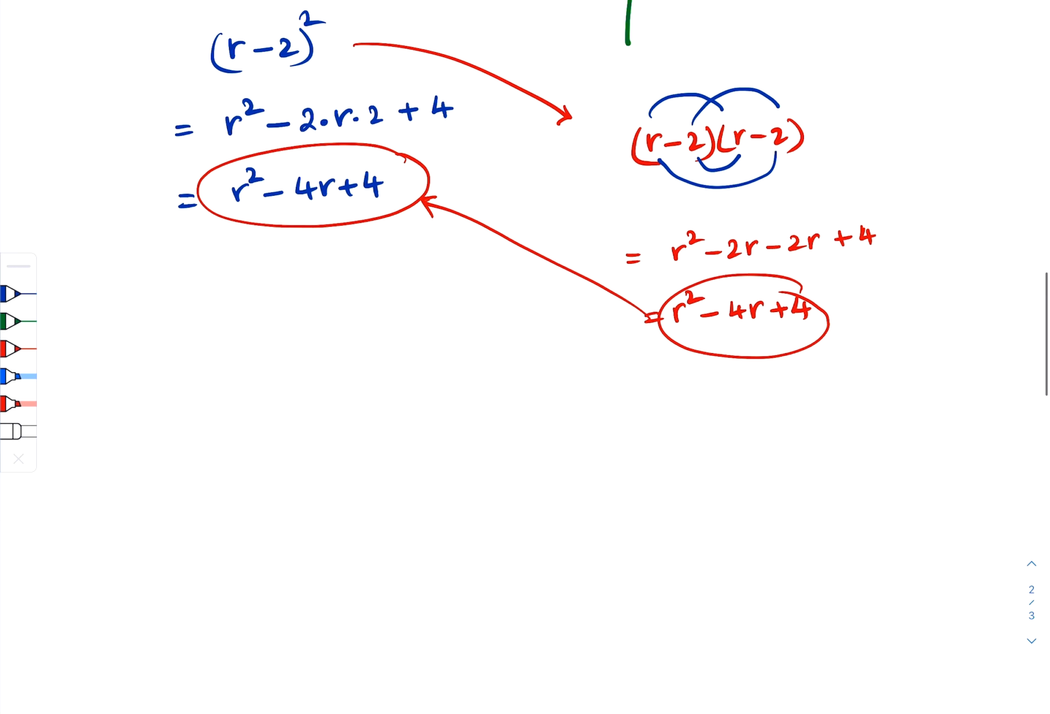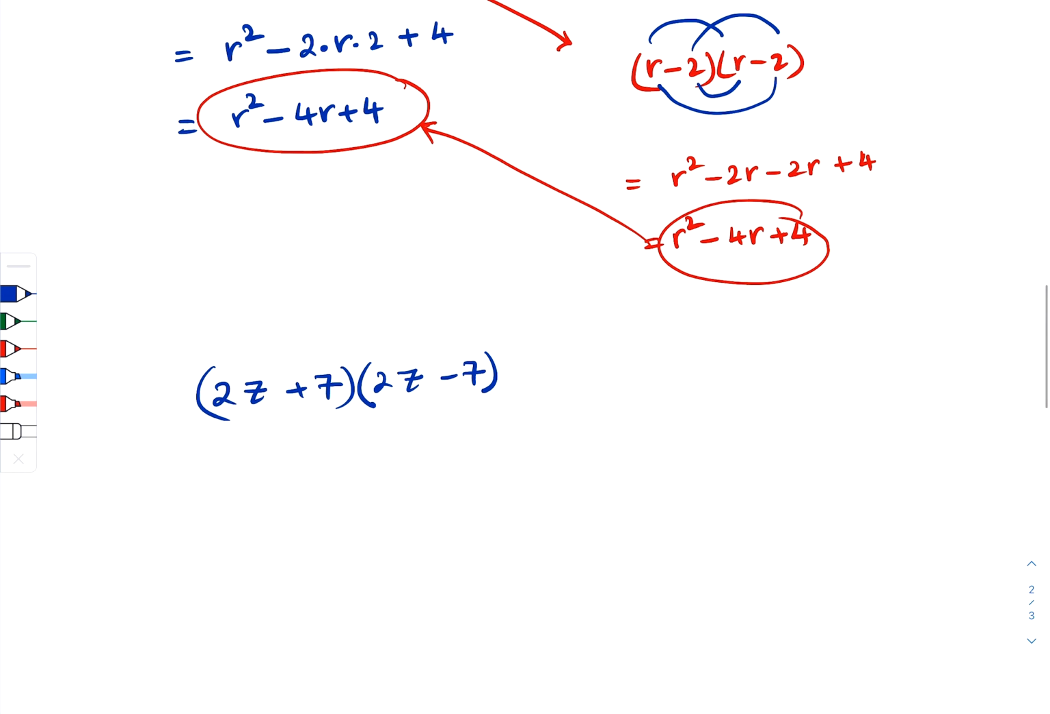Let's apply that to the next problem. As you can see, you have 2z plus 7 times 2z minus 7. I'm going to give you a minute to see if you can do it, and then we'll crack it. All right, we can use the formula I just showed you. It's the first term squared minus the second term squared, so that is equal to 4z squared minus 7 times 7, which is 49. That should be the answer.